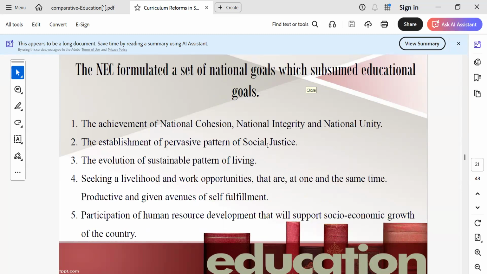The first one is national cohesion, national integrity, and national unity. Without this, a country can't progress, right? No progress for any country. The establishment of a pervasive pattern of social justice, the evolution of a sustainable pattern of living, seeking a livelihood and working opportunities that are at the same time productive and give avenues of self-fulfillment. These national goals, of course, I think they are published in textbooks, right?